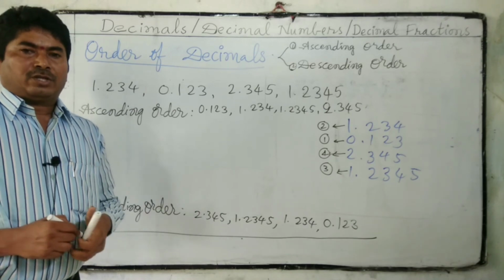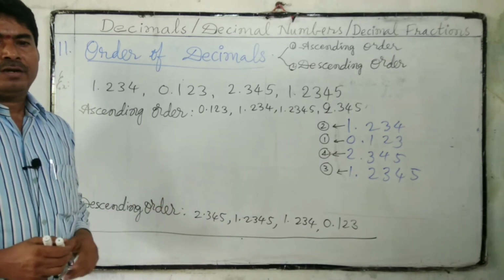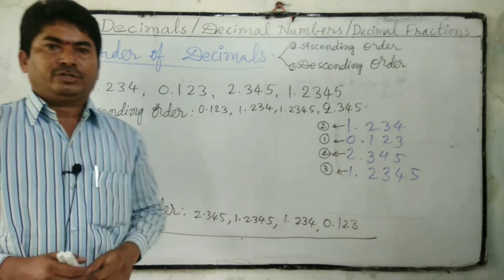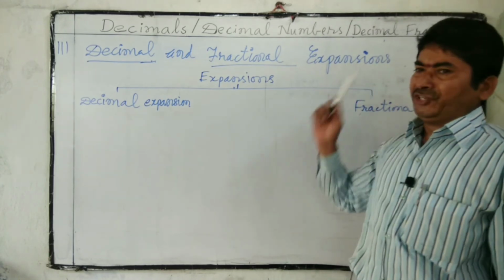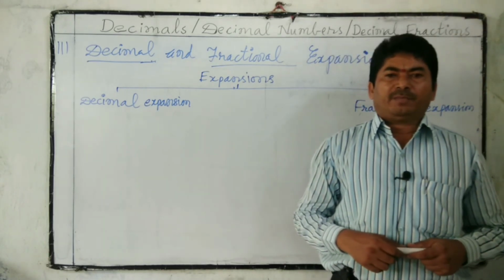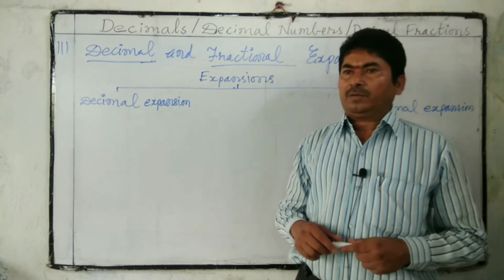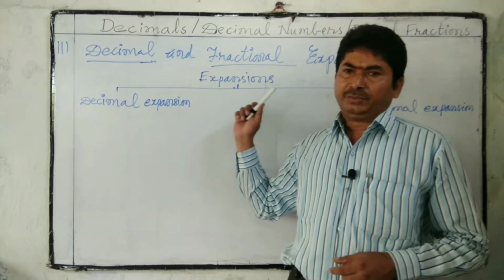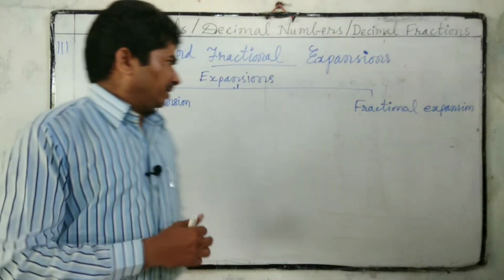So this is the method of arranging ascending and descending order of decimal fractions. Decimal and fractional expansions. In decimal numbers, we have two expansions. They are decimal expansion, fractional expansion. Let us see one example for this.